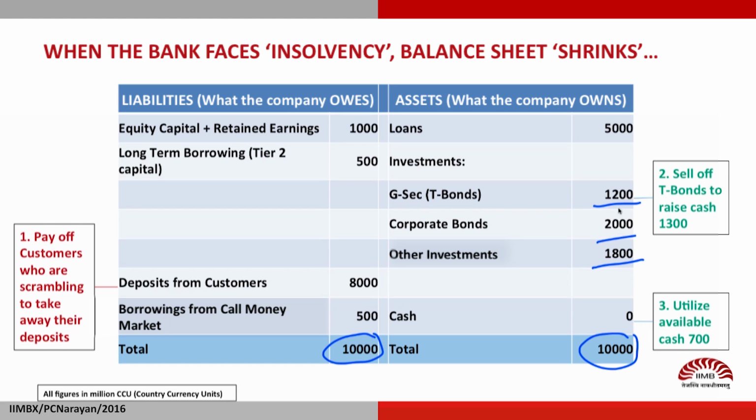In other words, the 2,000 that was realized on the asset side has been used to pay down the depositors. So the deposits have come down by 2,000, and so the bank's balance sheet has shrunk from 12,000 to 10,000. What if this situation worsens?